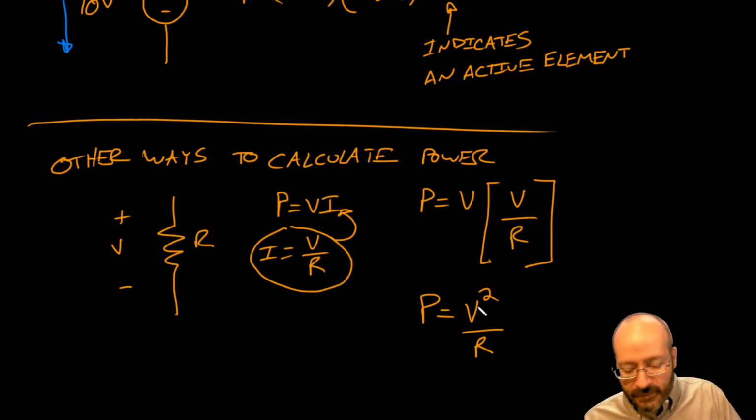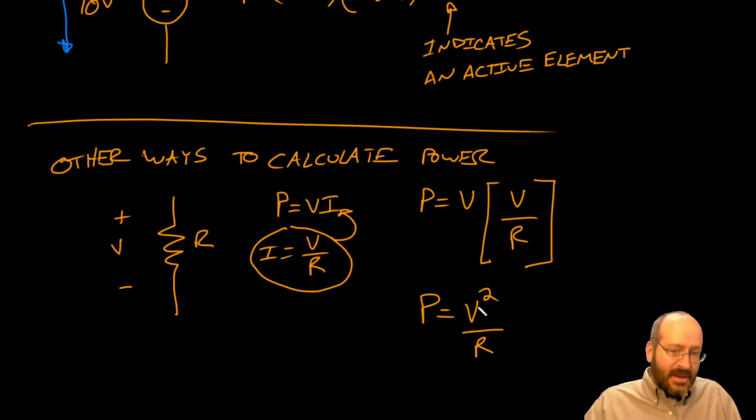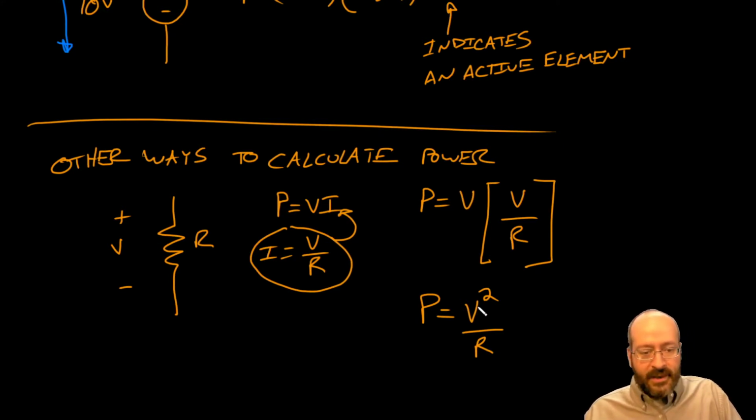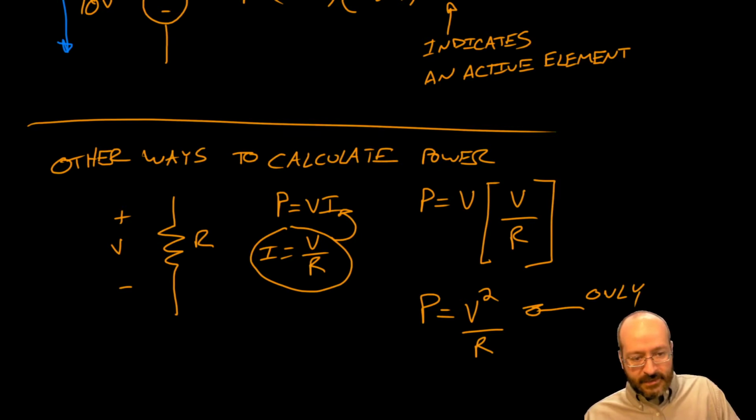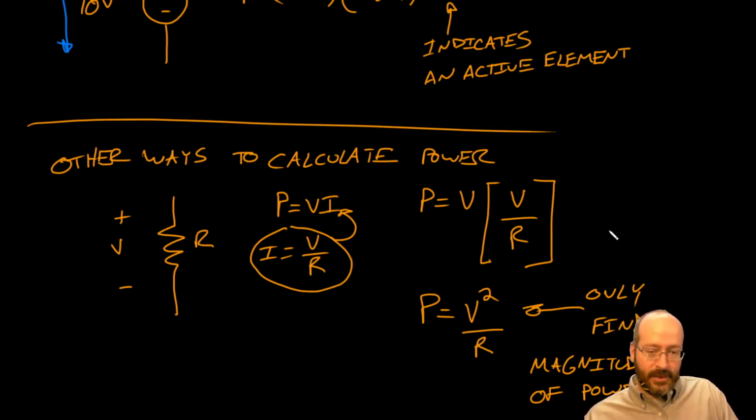Okay? This is commonly used. I'm going to use it occasionally, but you've got to be aware that this only finds the magnitude of the power, not the sign, which is going to indicate whether it's being supplied or dissipated by the element.